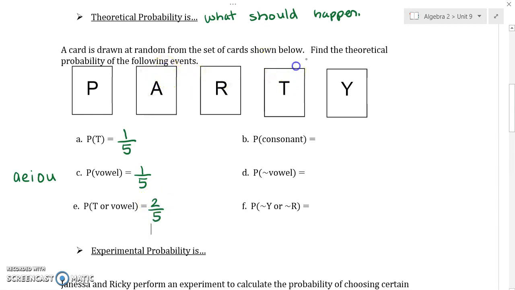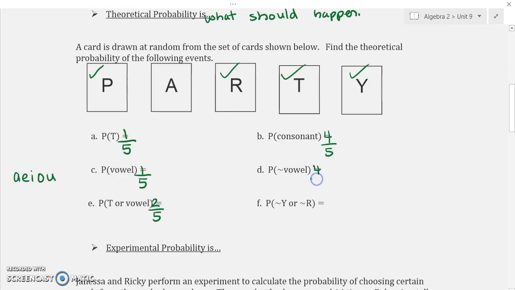And then it says we want a consonant. A consonant is everything that's not a vowel. So P is a consonant, R, T, Y. So we have 4 out of the 5 cards. And then the last one is not a vowel. So what are the chances of me not getting a vowel? Well, P, A, R, T, Y. These are not vowels. A is, so we are not going to include that. So it's 4 out of 5 again.